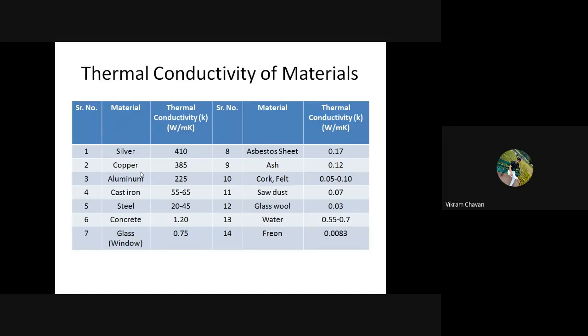Just put up these thermal conductivity numbers as per the materials.